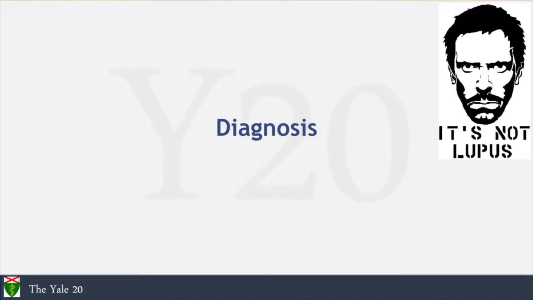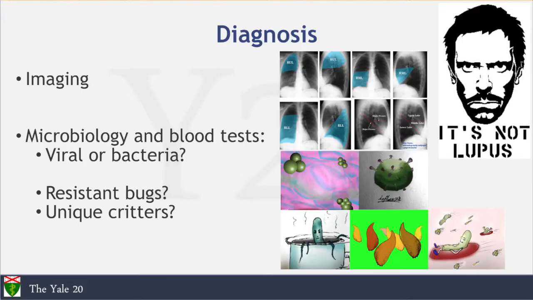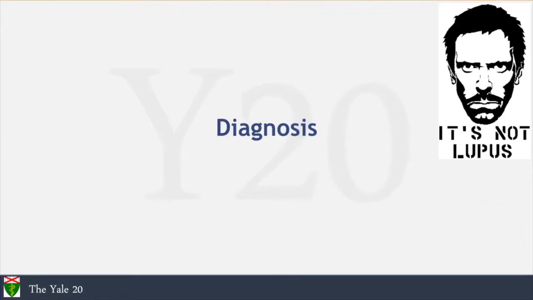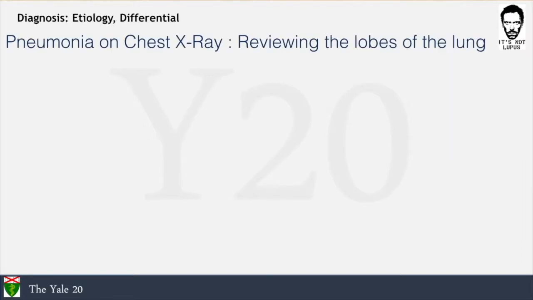Now we'll transition to our diagnosis section. Our diagnosis section will include a discussion of imaging as it relates to pneumonia, and then a lot about the bugs, figuring out the microbiome and the blood tests that can help us. And what would pneumonia diagnosis be without talking about the wonderful world of chest x-rays?